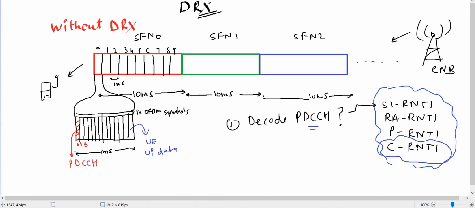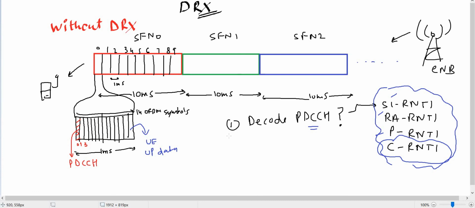You know PDSCH can carry system information, RACH related information, and user plane data also. The PDSCH also carries paging related information. For more details, refer to my lecture on downlink channels. So suppose you decoded PDCCH and found that it is carrying C-RNTI. Then you will come to know that this present subframe is carrying some user plane data. This is why the UE needs to decode PDCCH.